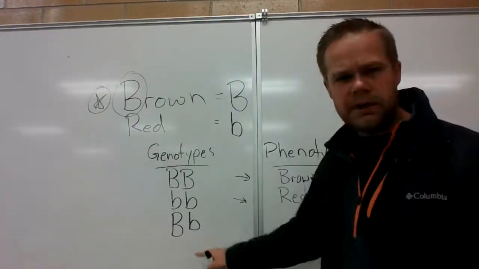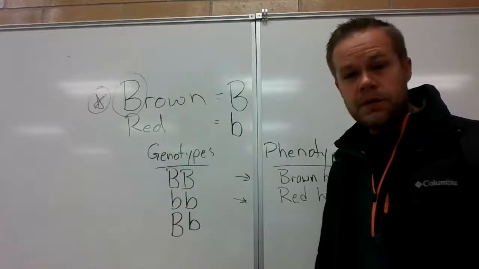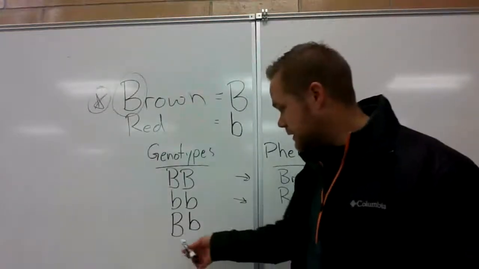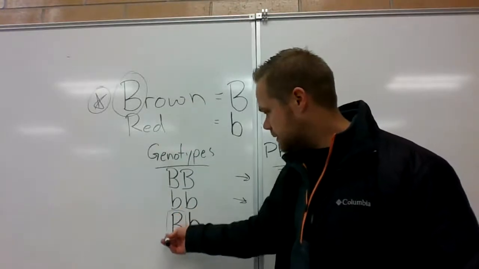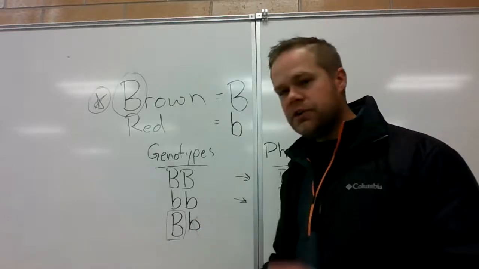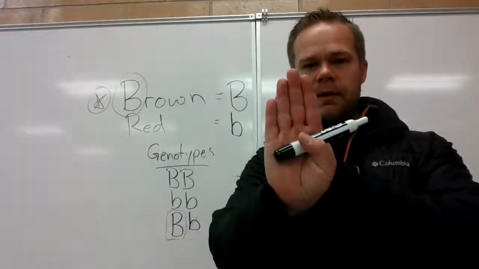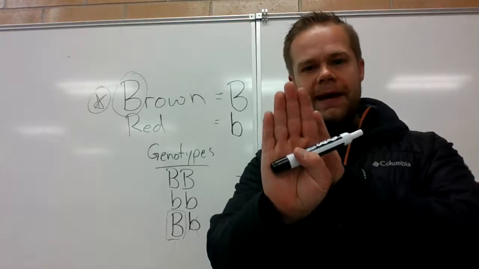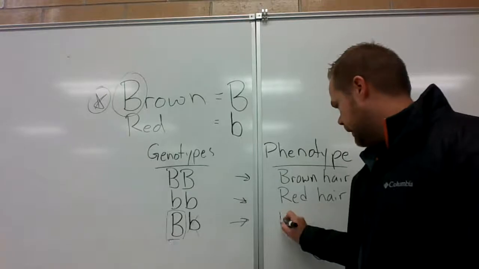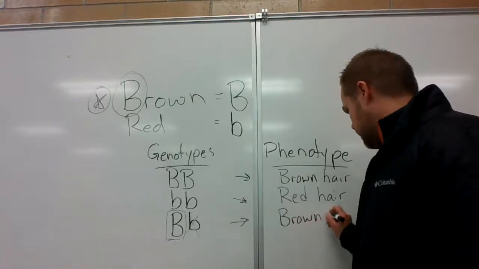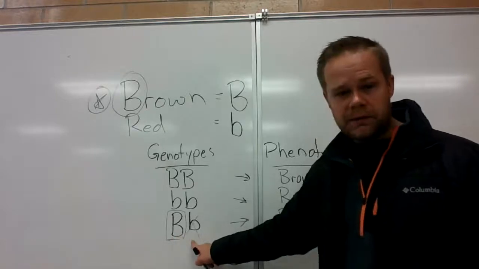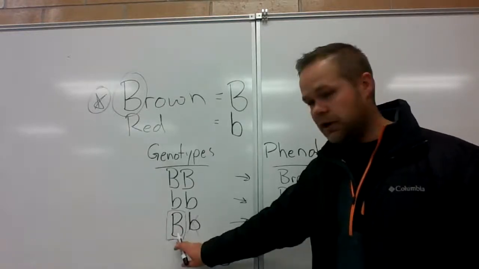But what if they have one of each? You might think they would have reddish brown hair. That would make sense. But no, because in this case, this is stronger. It's dominant, and this is weaker. So it gets hidden. The dominant sort of steps out in front, and it hides away the other one. This person would also have brown hair. That would be their phenotype because the dominant overrides the recessive. It's hidden, and this is all you see.